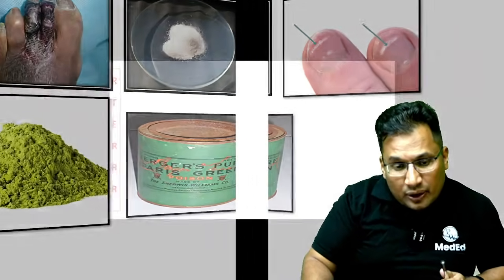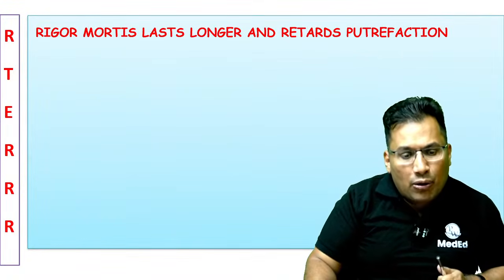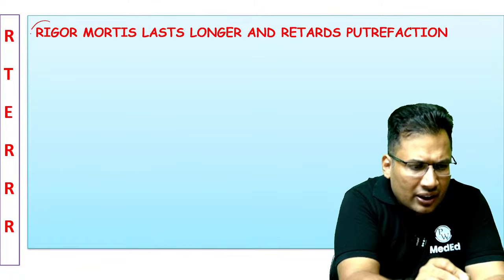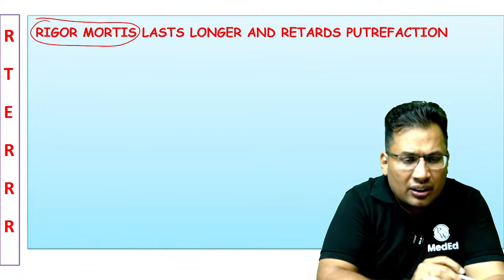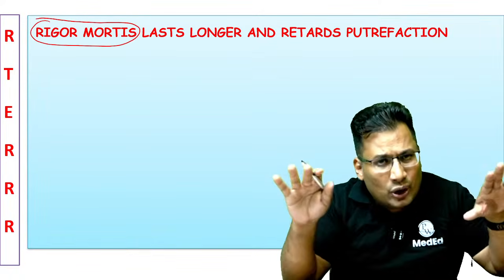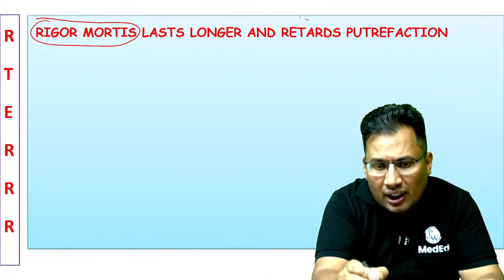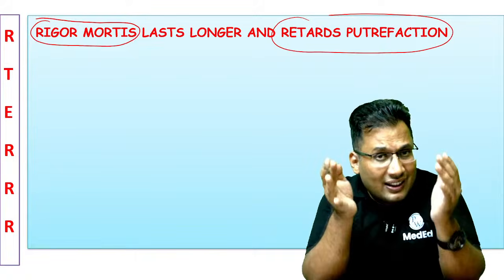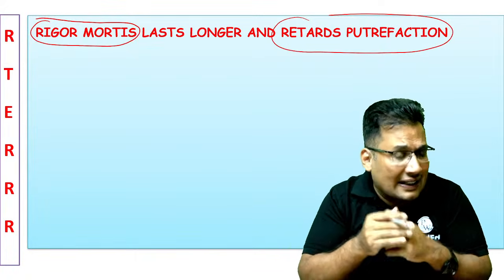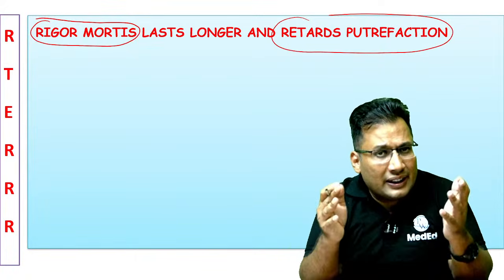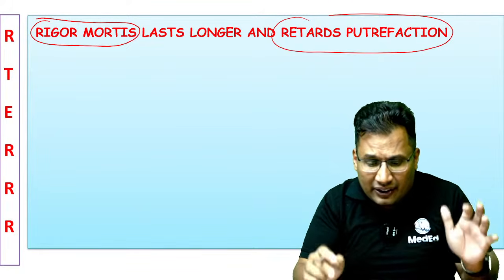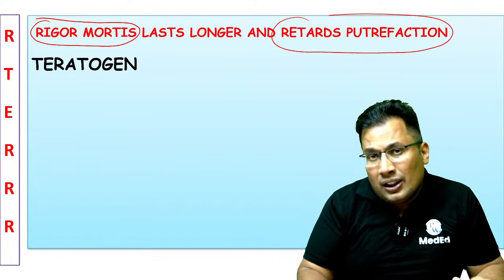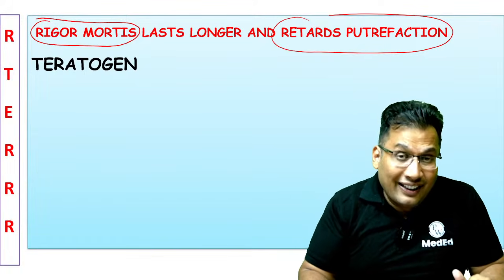Now, continuation of the Bonaparte mnemonic, R R. R for rigor mortis lasts long. Rigor mortis means stiffening of the muscles after death. That lasts longer than 12 hours. It retards putrefaction. Putrefaction caused by Clostridium welchii is inhibited by arsenic. Arsenic is a heavy metal. It is basically bactericidal. Yes, then teratogen: arsenic poison can also lead to developmental anomalies in the fetus.